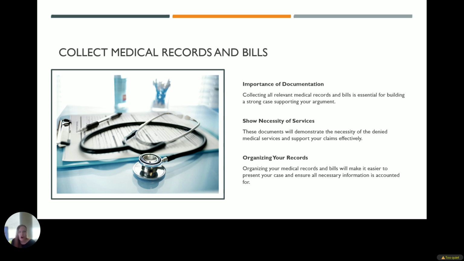Next, you're really going to want to gather all of your medical records, any bills you might have, or any other relevant documentation to your case. This information will support your argument by showing the necessity of the denied services. So if you have a denial reason of it's not medically necessary, then this documentation here is going to help bolster your cause to show the insurance company that yes, this procedure, this treatment, this drug is medically necessary for me.